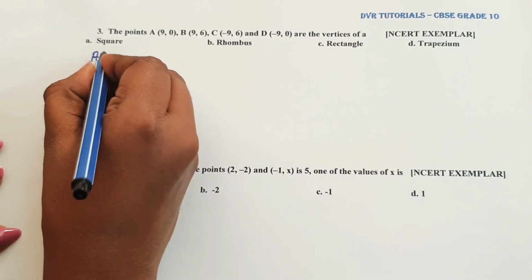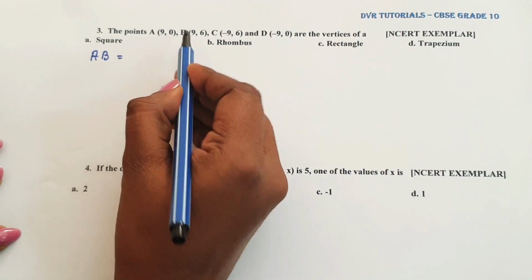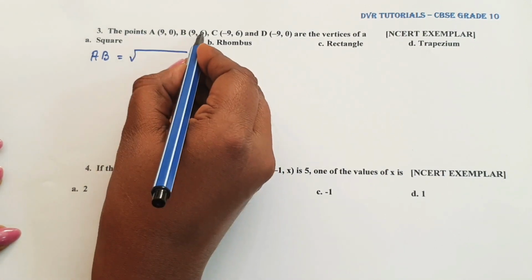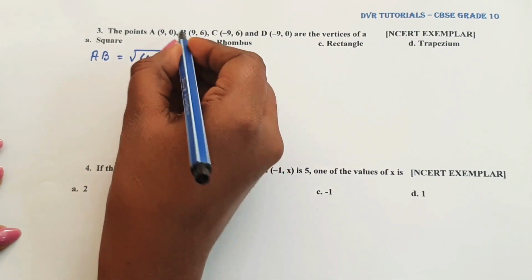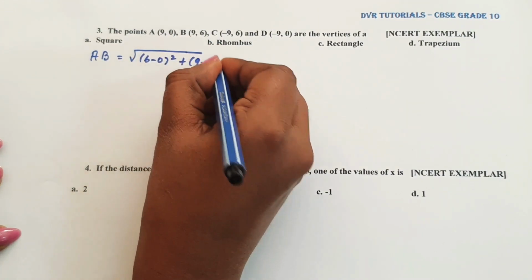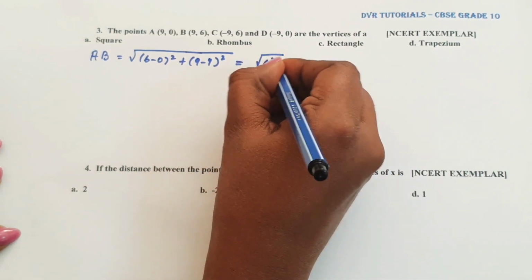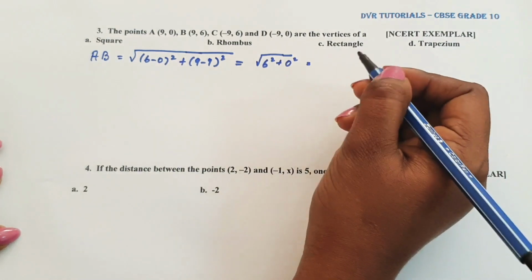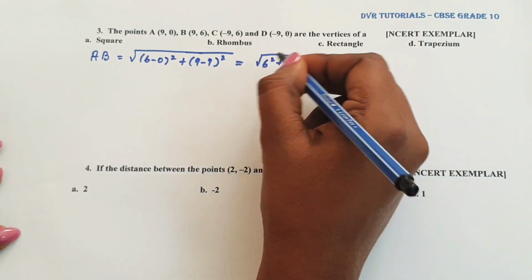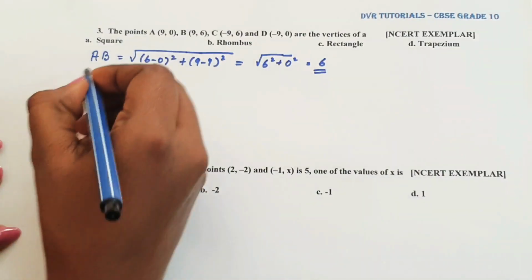So how do you find the distance of AB? When you take AB, this is your x1, y1, this is your x2, y2, and root of y2 minus y1, 6 minus 0 the whole square, plus x2 minus x1, 9 minus 9 the whole square, and that is nothing but root of 6 square plus 0 square. Don't sit and write this is root of 36, which is equal to 6. Square root of a perfect square number is the number itself, so it is equal to 6.